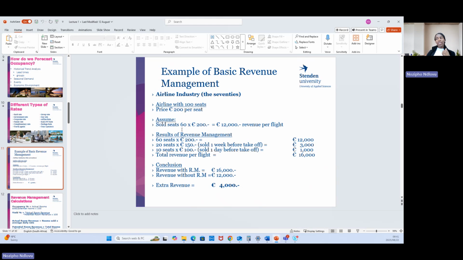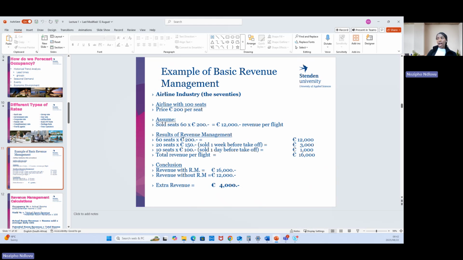So let's assume that there are 60 seats that have been booked. So what are you going to say? You're going to say 60 multiplied by 200 to see how much is the revenue that we are going to generate from this particular flight. So the revenue we will get from the flight is 12,000.